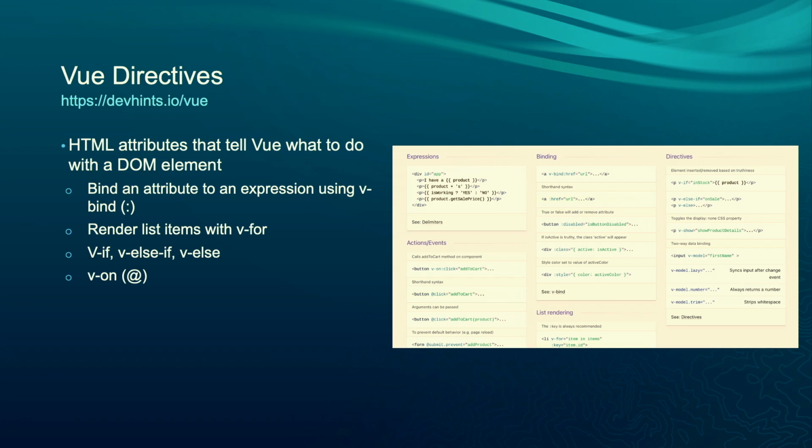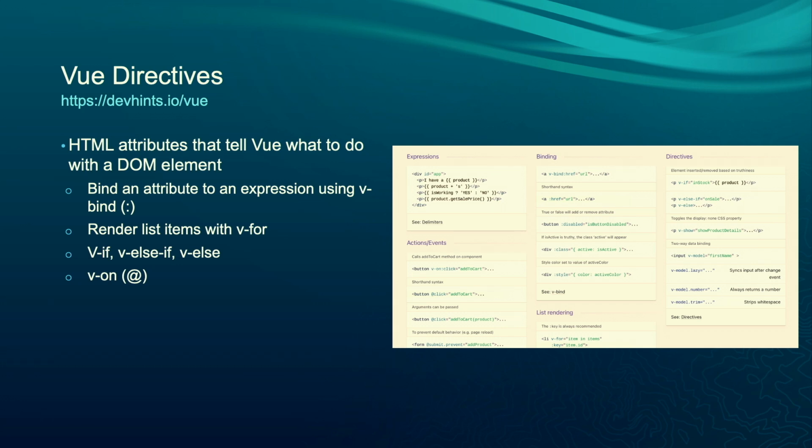So Vue has these nice directives. There's a link to this kind of cheat sheet here. These are just HTML attributes that tell Vue what to do with these DOM elements. So I just listed some of the common ones you'll see here, or in our sample app that we're going to look at in a minute. The first one is v-bind, and that binds an attribute to an expression. So we'll see an example of that. You can shortcut it. Instead of doing v-bind in front of an attribute, you can just do colon and then the attribute name, and we'll look at that.